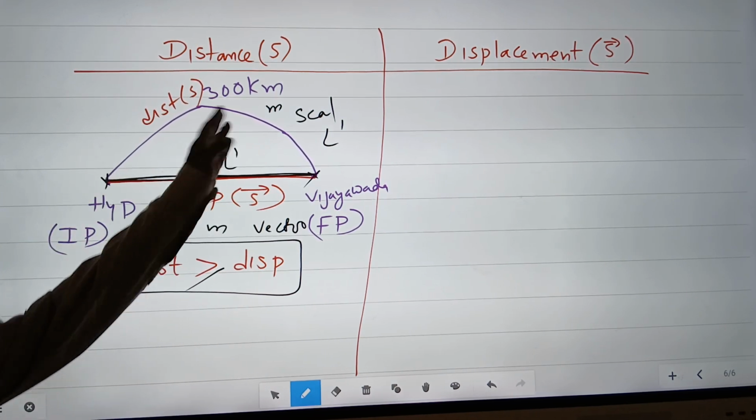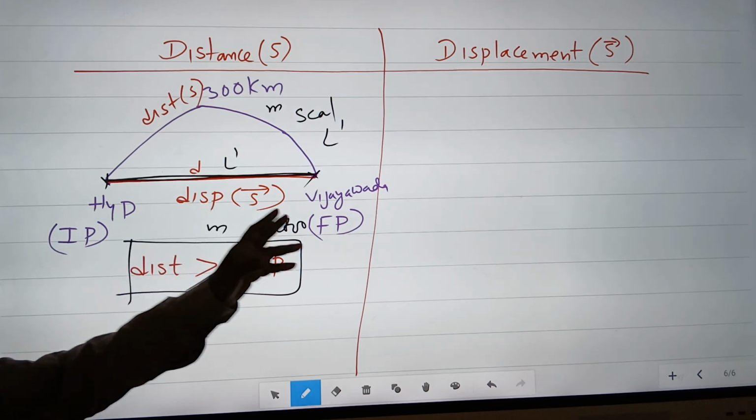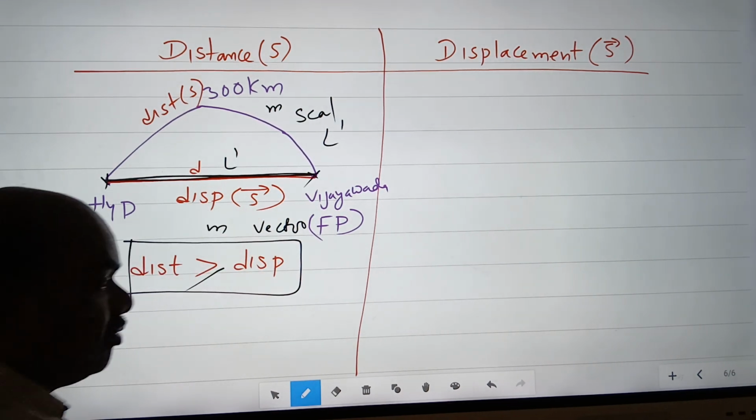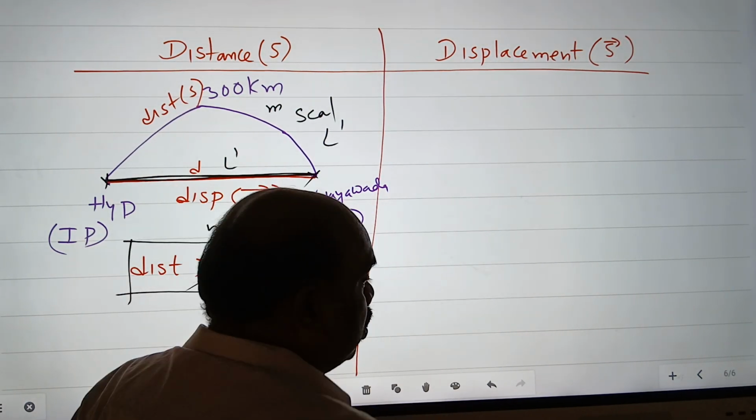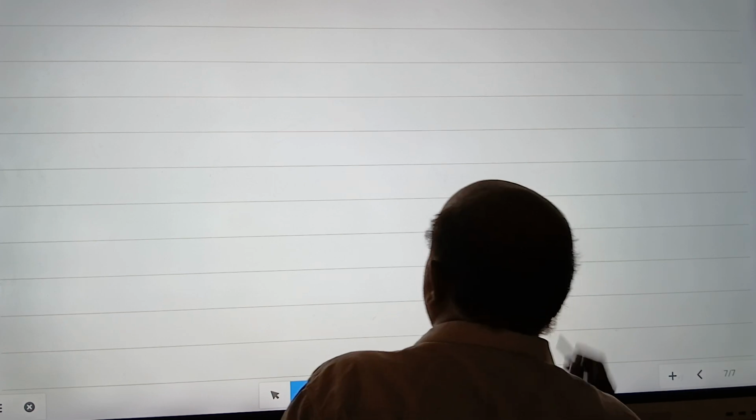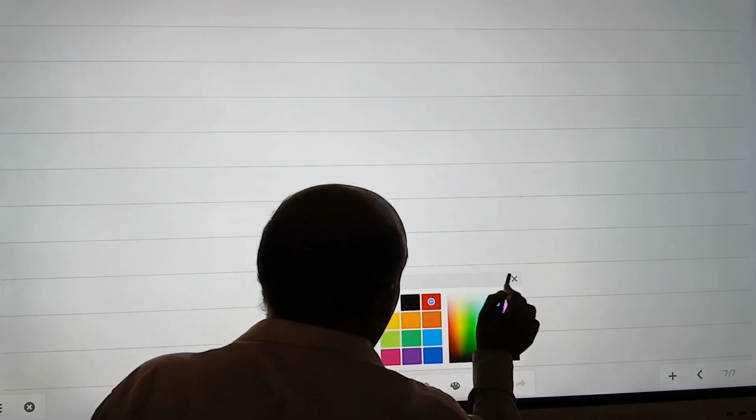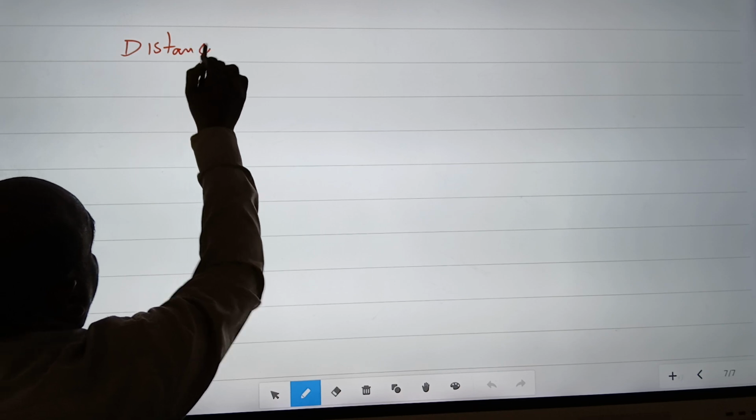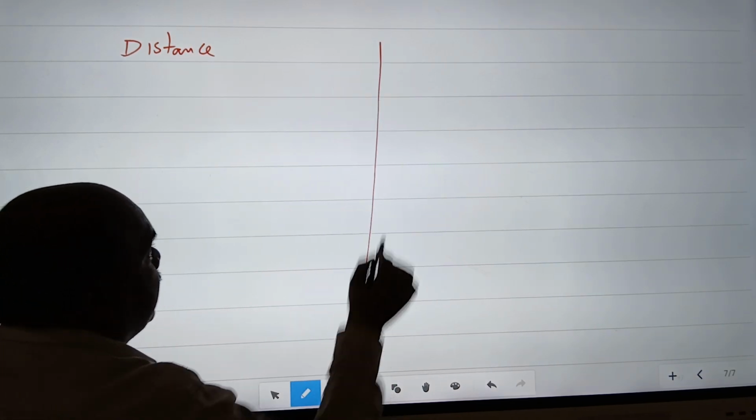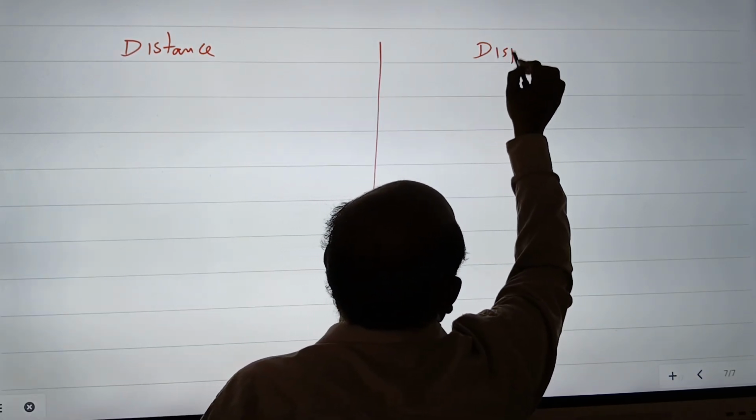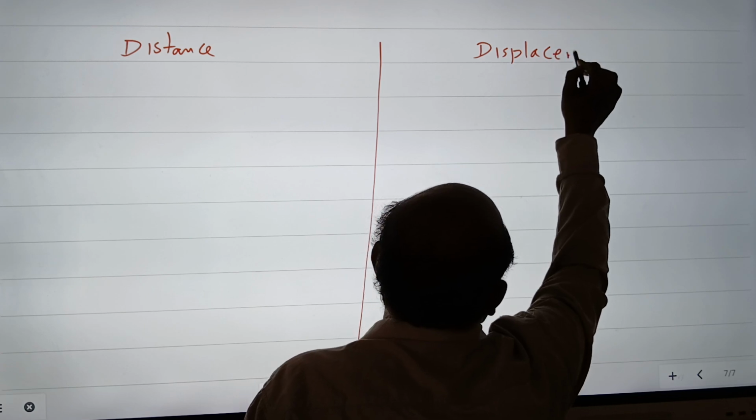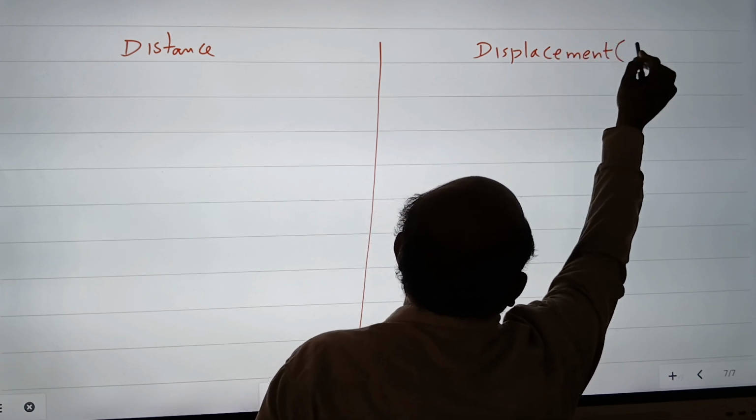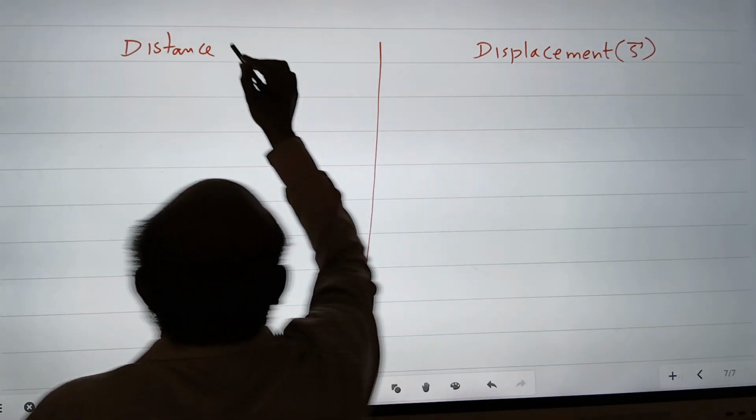Distance is equal to speed into time. Displacement equal to velocity into time. These differences I will write in notes. You also prepare notes. Distance and displacement. Please note down notes. Distance as well as displacement. Displacement is s bar. Distance is s.